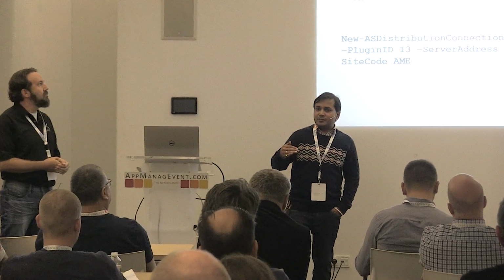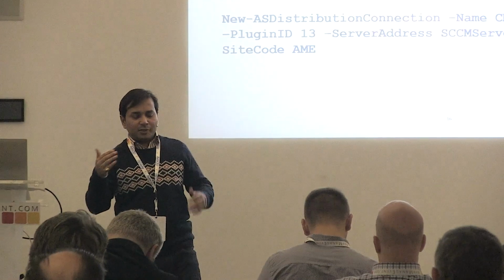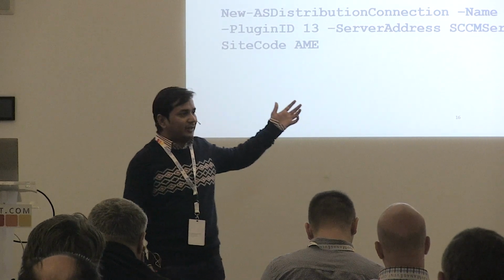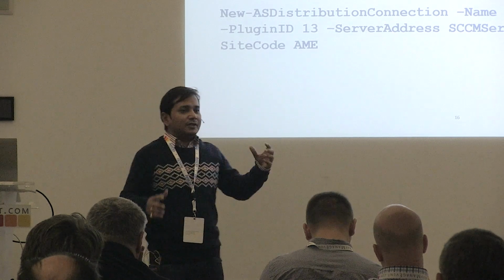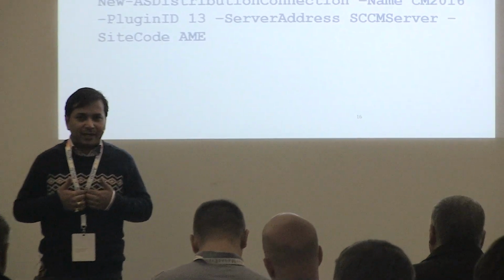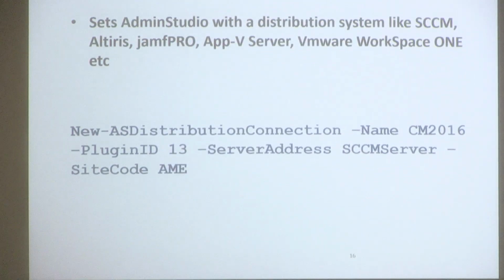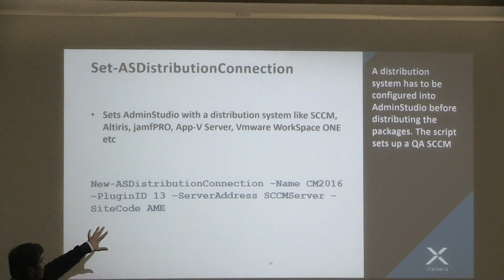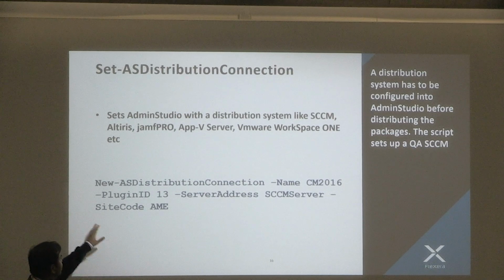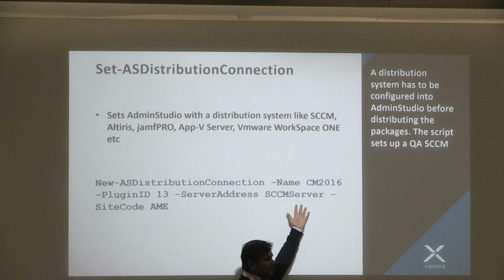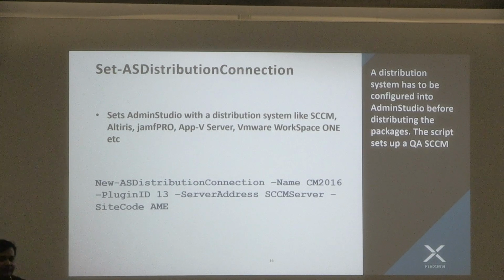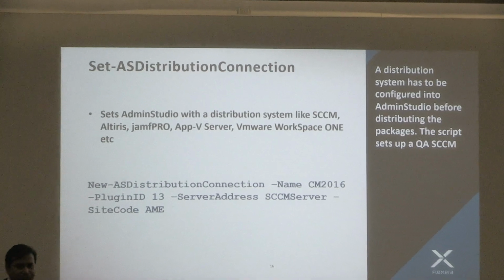Before you deploy, you will have to tell AdminStudio where to deploy. This commandlet is exactly going to do that. You tell this commandlet, this is the system I have, and run it with a few details. Here are a couple of them. So this is setting up SCCM. You could change this to whatever server you have. It could be Altiris, and this would configure AdminStudio with that particular distribution system.